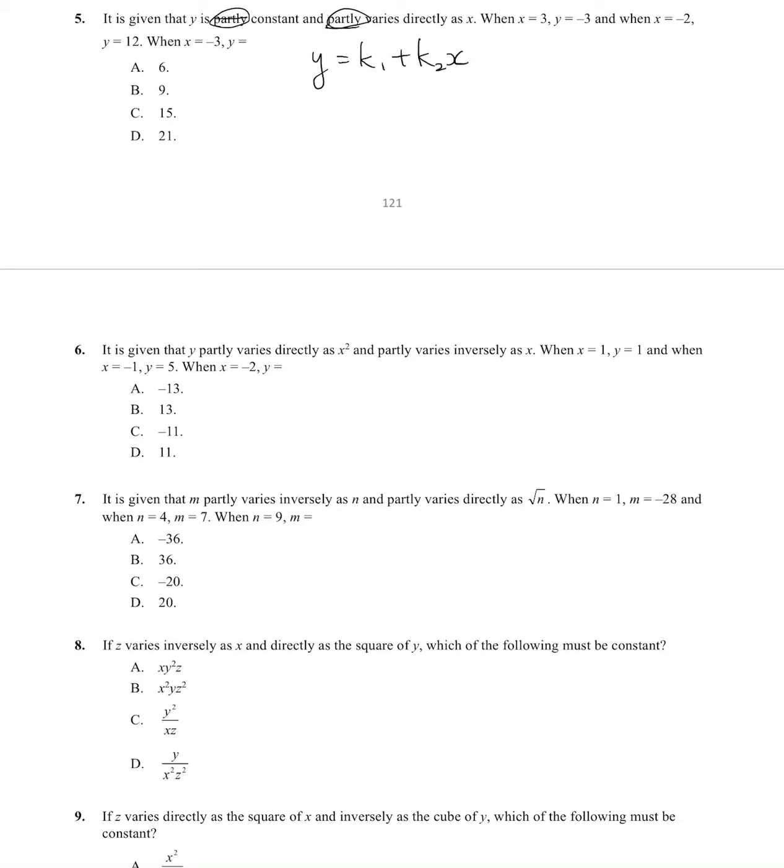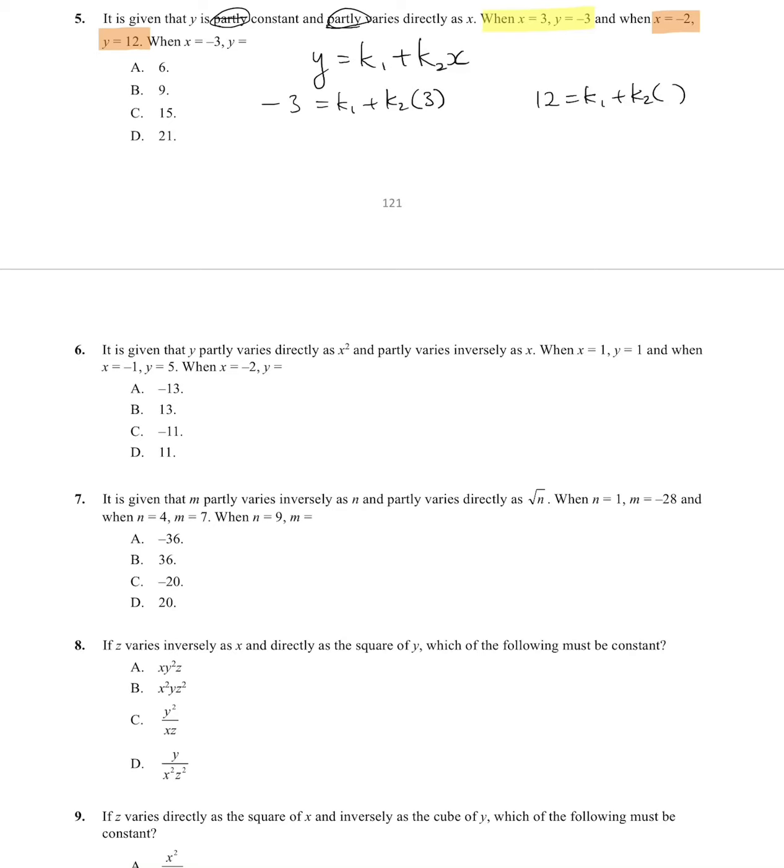Now for this equation, you will need two sets of data. The first set is in yellow, and the second set is in orange. So let's plug in those numbers in the yellow and the orange area separately in two separate equations. So negative 3 equals k1 plus k2 times 3, and then the other equation is 12 equals k1 plus k2 times bracket negative 2.